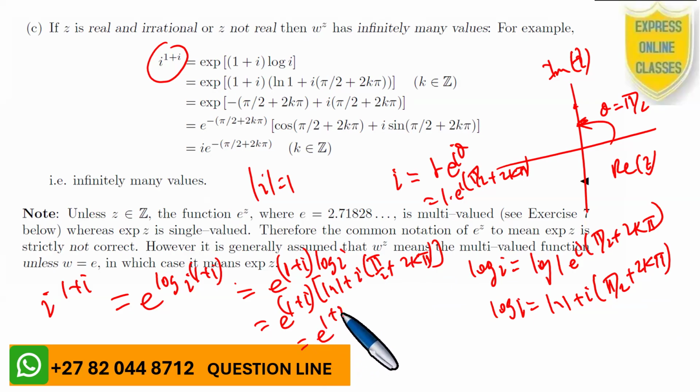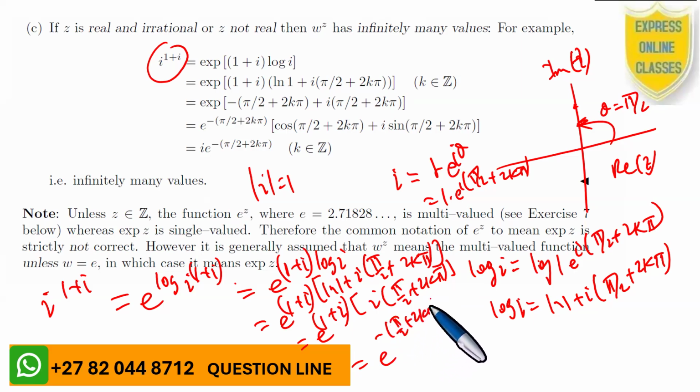e to the 1 plus i. The ln of 1 is 0, giving us i plus 2kπ. So you multiply everything at the top. The i and the i is minus, π over 2, 2kπ. And then e to the iπ over 2, 2kπ.